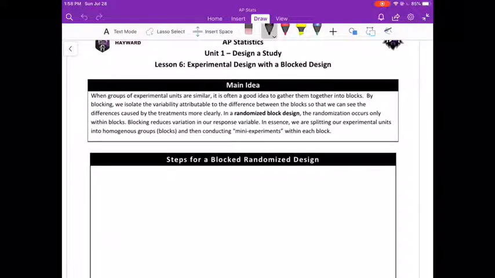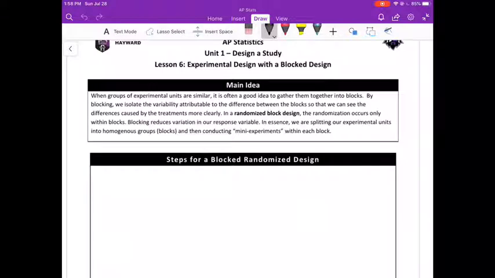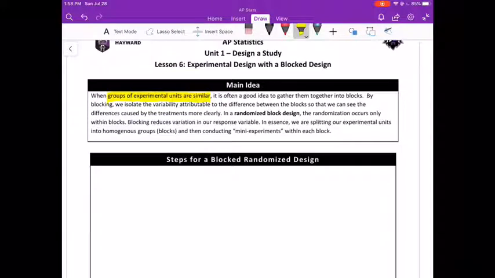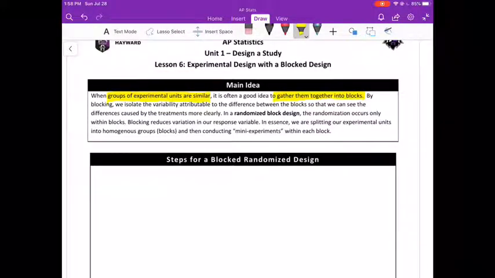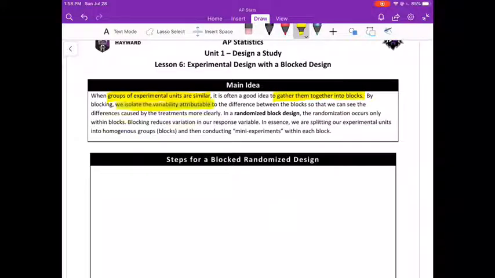Welcome back, everyone. We are going to go over lesson 6 in this video, which is experimental design with a blocked design. So this means we're doing blocking now. When groups of experimental units are similar, it is often a good idea to gather them together into blocks. By blocking, we isolate the variability attributed to the difference between the blocks so that we can see the differences caused by the treatments more clearly.